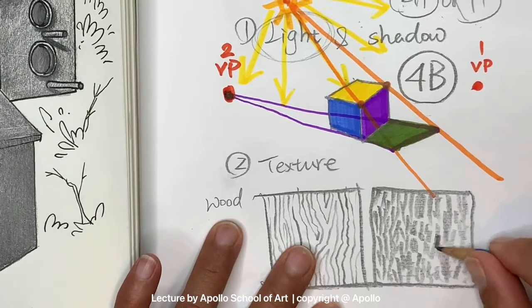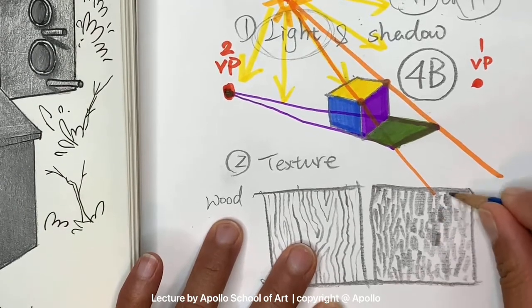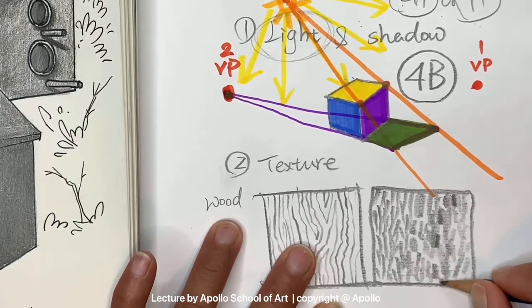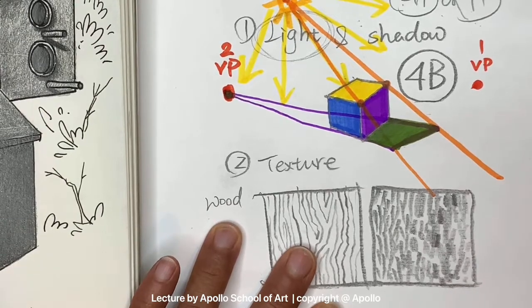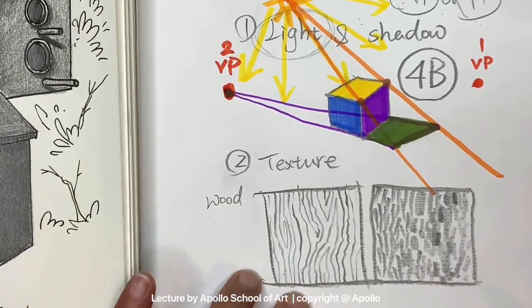Sometimes a little bit harder. So they're rough, right? Like the skin of the tree.